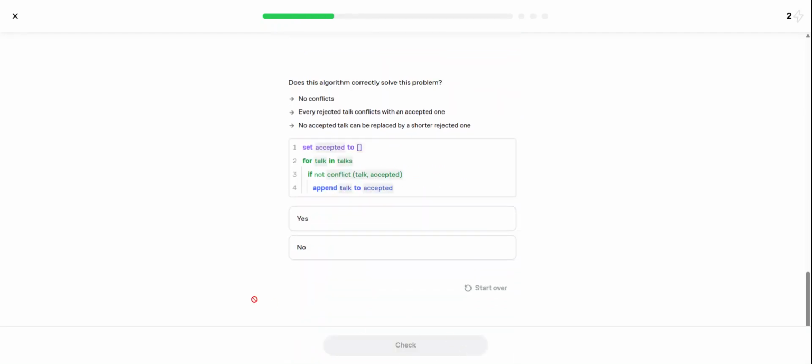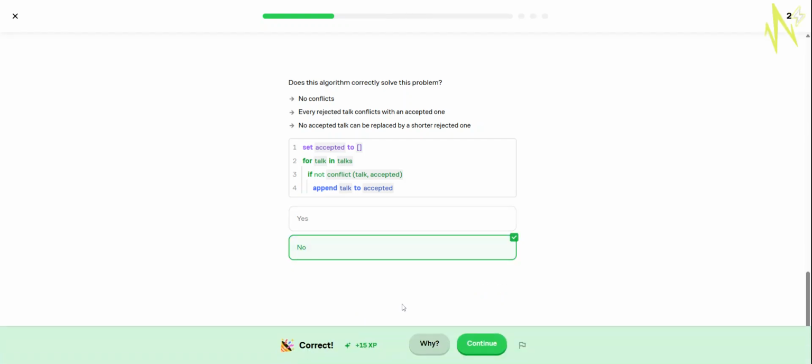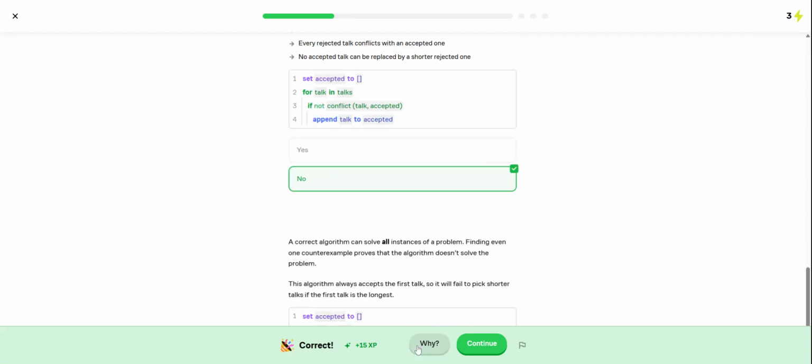Does this algorithm correctly solve this problem? No conflicts, every rejected talk conflicts with an accepted one. And no accepted talk can be replaced by a shorter rejected one. Oh wait, not conflict, talk accepted, left to right. So the previous two don't necessarily meet the requirements together. So I think it's a no. Let's check. That's it. Now let's see why for its reasoning.